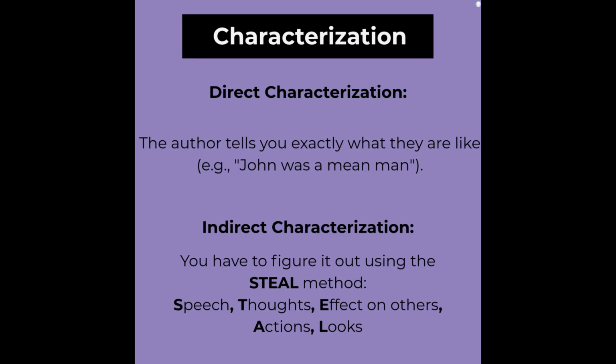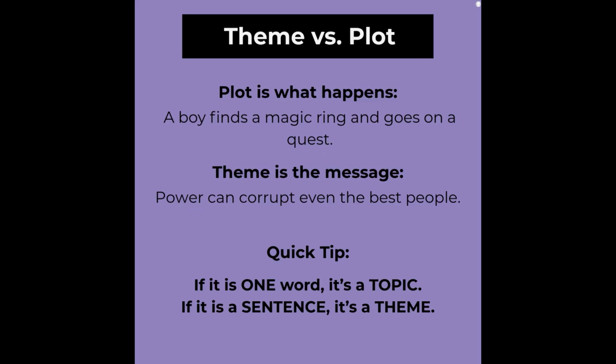Theme versus plot. Plot is what happens. For example, a boy finds a magic ring and goes on a quest. Theme, however, is the message. Power can corrupt even the best people. A quick tip to remember is if it's one word, it's usually a topic. For example, love. If it's a sentence, it's a theme. For example, love conquers all.